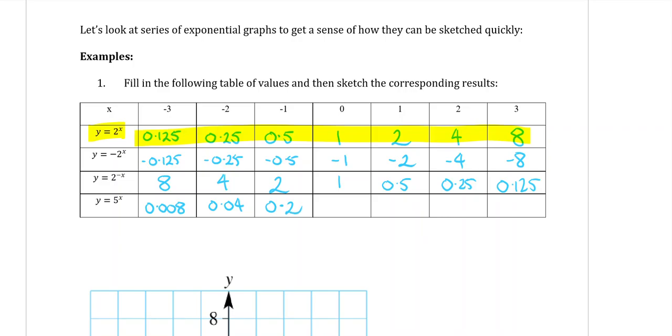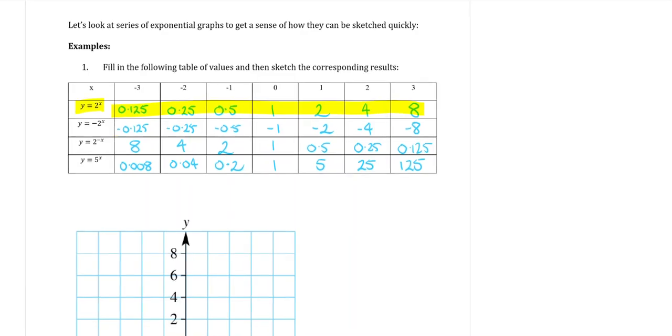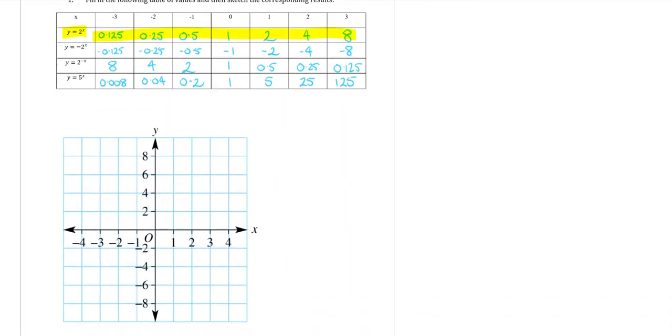Then we want to the power of 0. Anything to the power of 0 is 1. 5 to the power of 1 is 5. 5 to the power of 2 is 25. And 5 to the power of 3 is 125. Okay, the table is filled in. Let's shrink it down a bit so that we can now plot those on our graph.